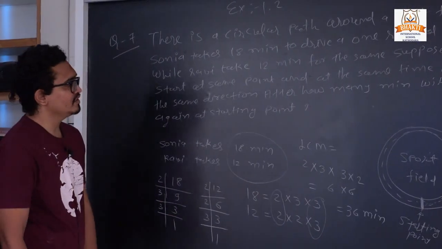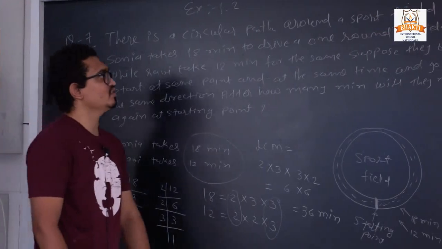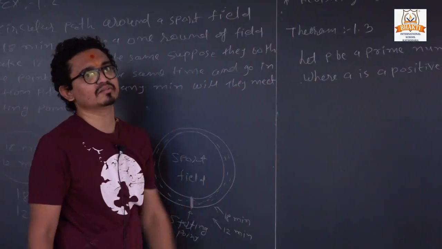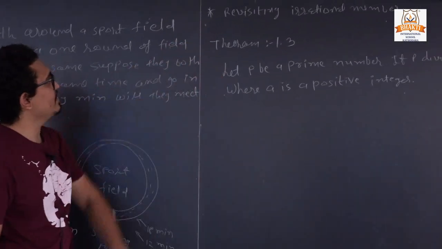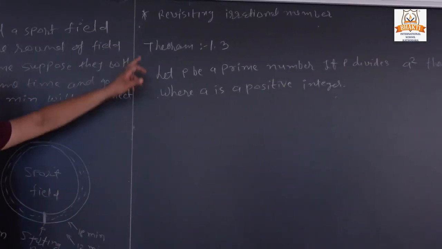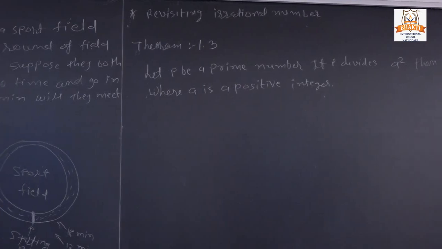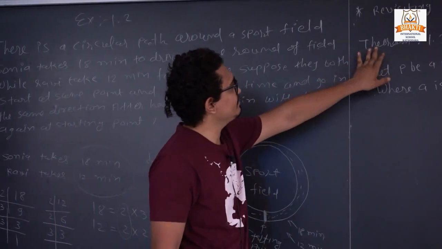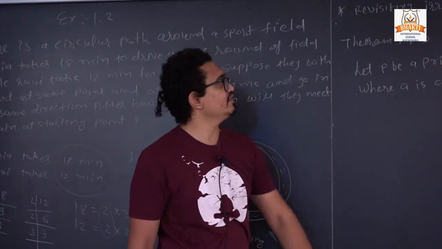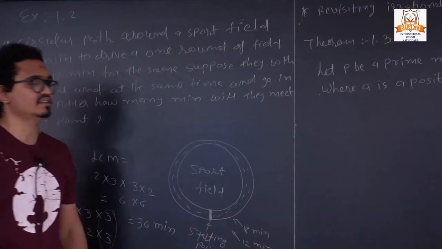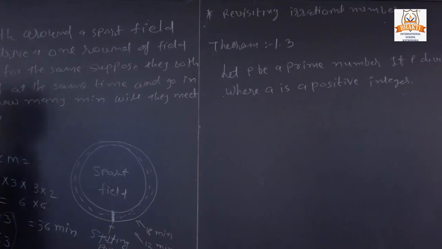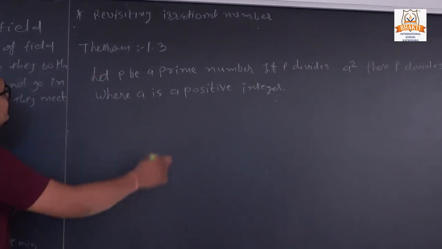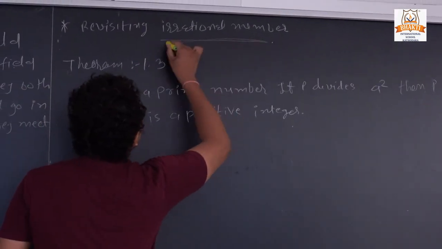Now we are starting our next topic, revisiting irrational numbers. In that topic we have one most important theorem, theorem 1.3. Exercise 1.3 totally depends on that theorem. We have only four examples from exercise 1.3, but all are dependent on that theorem. So first of all we are starting from that.